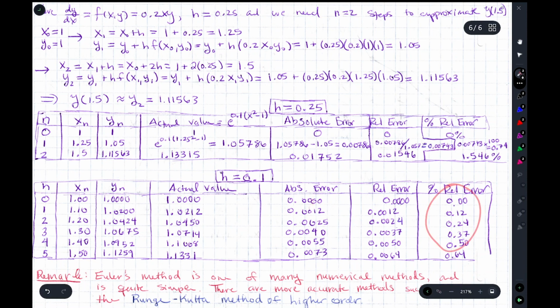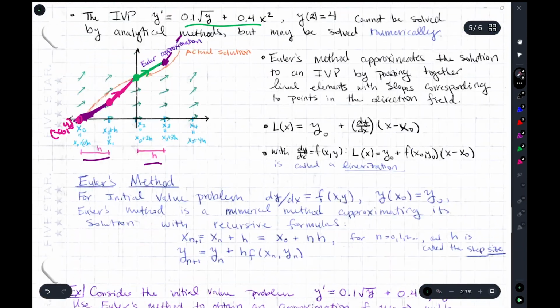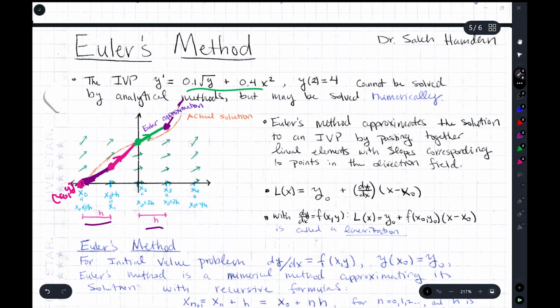But something to note here is the error is better than above. The error for 1.5 is 1.546 before, and the error here is 0.64. But something that you do notice, and this is a general trend, is that the error tends to increase the farther steps you go along. That makes sense because errors build on errors, right?